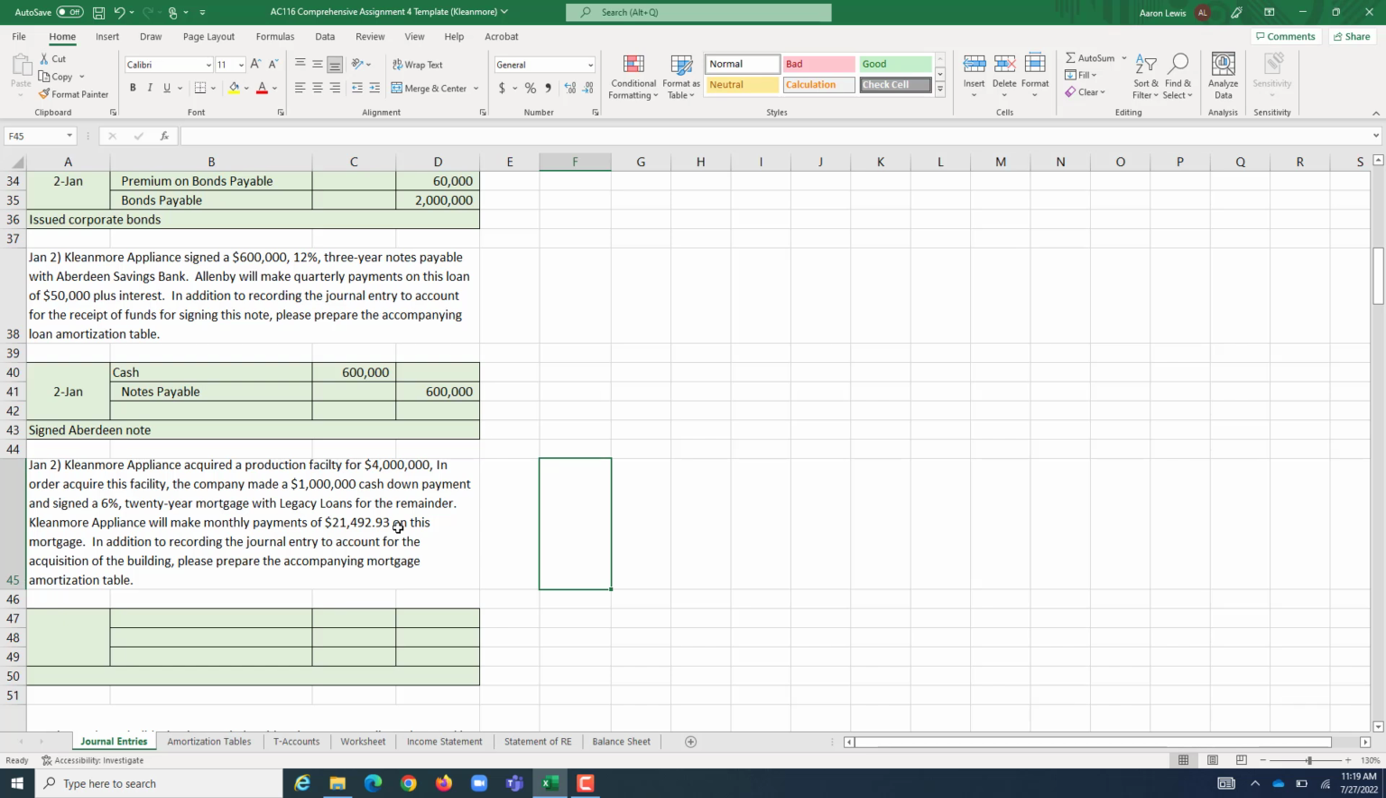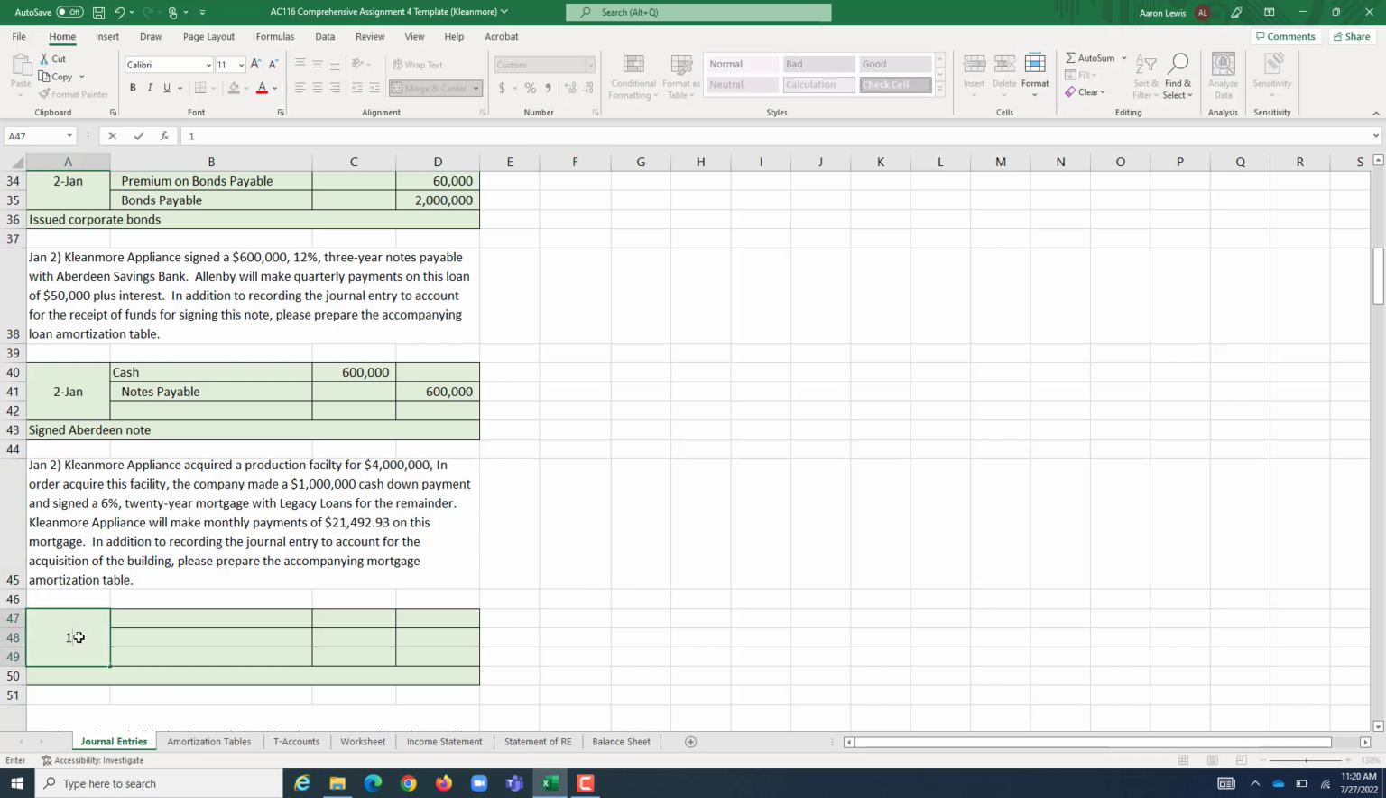Legacy Loans has gone through, they've done all the numbers based upon all of the interest rates and time, etc., and they've determined that our monthly payment to them is going to have to be $21,492.93 each and every month. That's the amount of cash we're going to have to surrender each and every month. Just like before, in addition to recording this journal entry to put the building on the books and put our debt on the books and reduce our cash by the amount of our cash down payment, we should go and we should set up an amortization table.